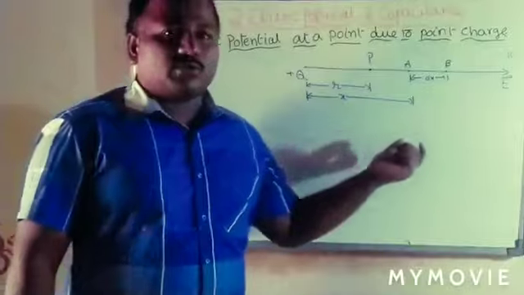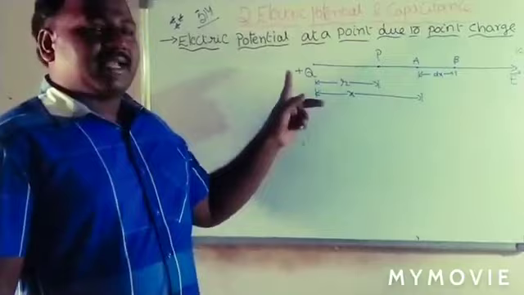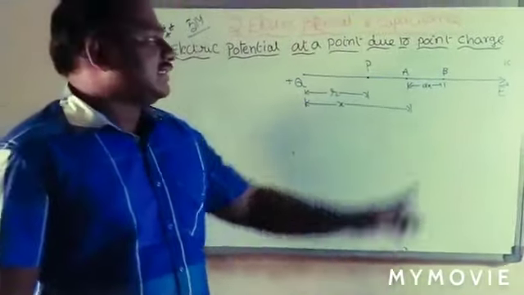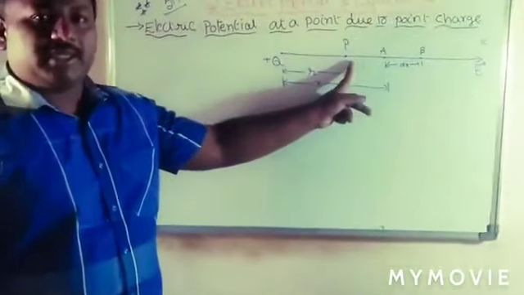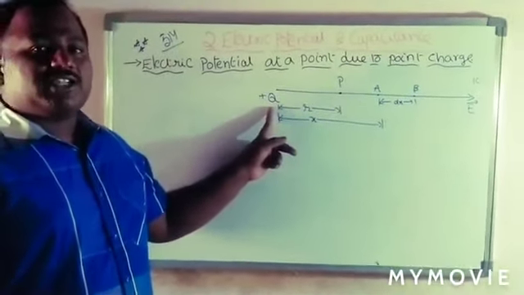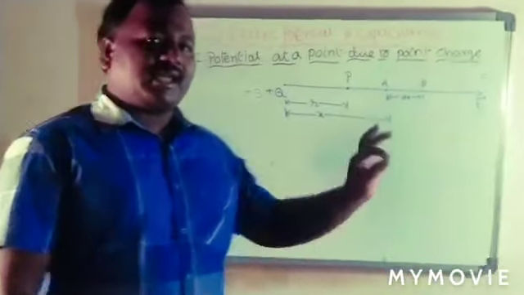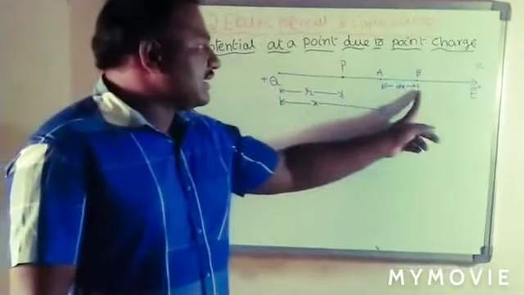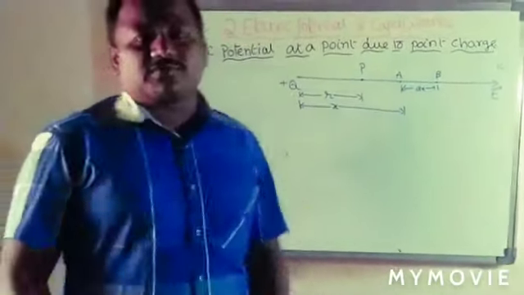The points we have to write are: consider a point charge Q. Its electric field is E bar. If you want to move a 1 coulomb test charge from infinite distance to the point P, then the distance of point P from point charge Q is r, and I consider 2 points A and B. A is at a distance of x from the point charge, and B is at a distance of x plus dx from the point charge. So this is the description of the diagram.